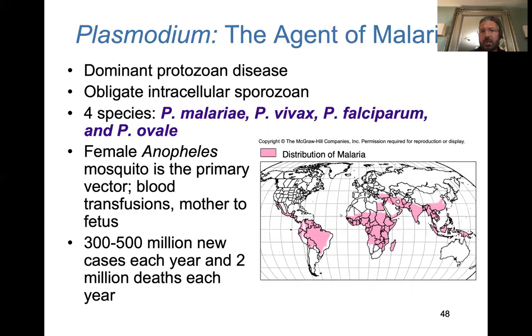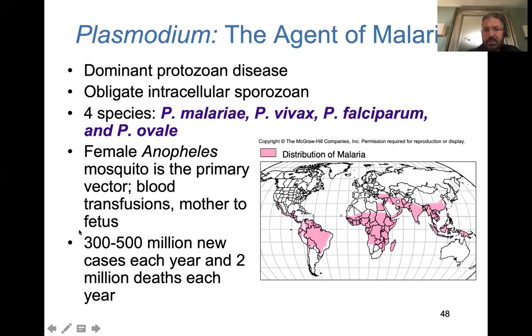So these are obligate intracellular sporozoans. Remember, these can't really live on their own. They have to be passed from mosquito to mosquito, mosquito to host, and then the other mosquito is going to pull that up from a host and just reinfect the humans or other mammals. Right. Female Anopheles mosquito is the primary vector. You can get this from blood transfusions, and this is also mother to fetus. All right, so it also has a vertical transmission. Remember, vertical transmission is mom passing this through the placenta.